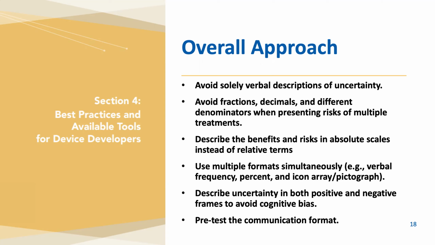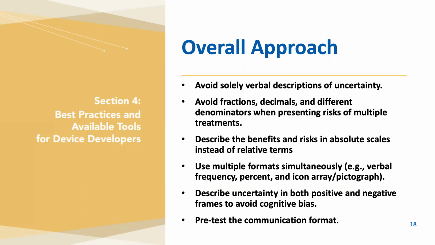Avoid the use of fractions, decimals, and different denominators when presenting risks of multiple treatments, because that tends to make it unnecessarily confusing. Describe the benefits and risks in absolute scales instead of relative terms. There are times when use of relative comparators might make sense, but as an overall approach, being as definitive as possible when you can do so probably makes the most sense as a place to start.